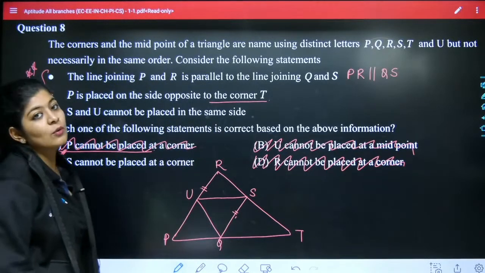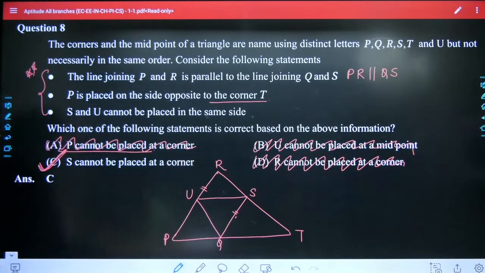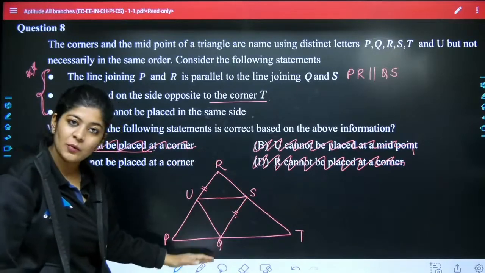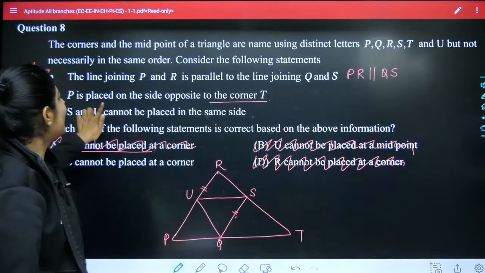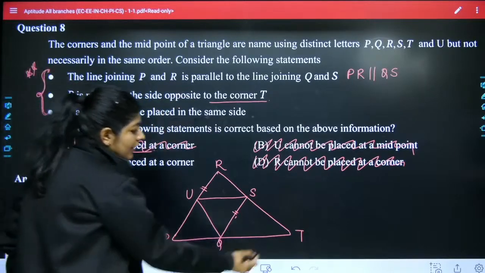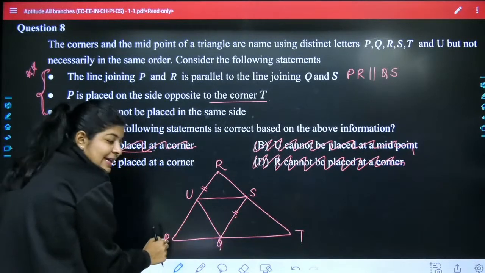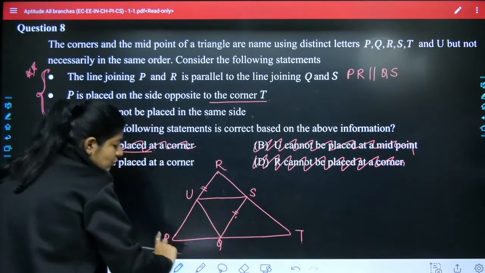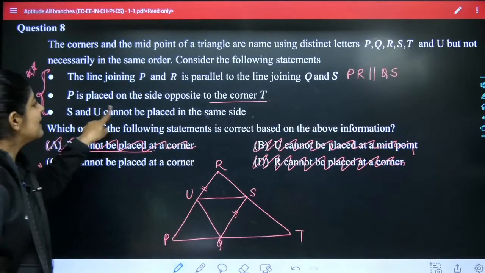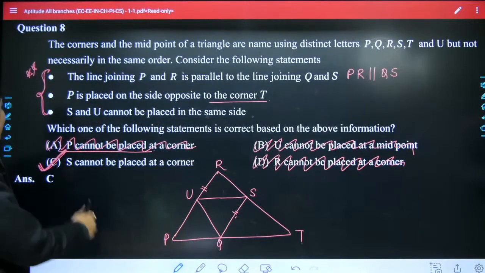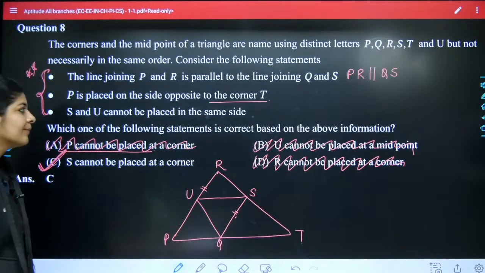This is again a very good question. Here we need to check the conditions. Here the first line says PR is parallel to QS, right? P is placed on the side opposite to the corner. T is at a corner, and on the opposite side P is placed. Okay, S and U cannot be placed on the same side. These two are not together. So the correct option is option number C, right?